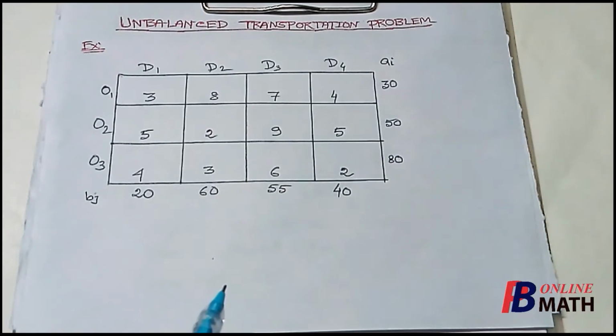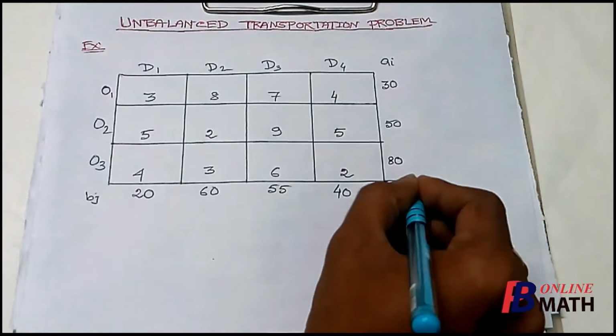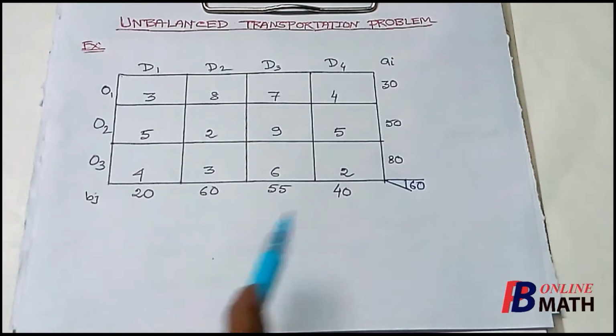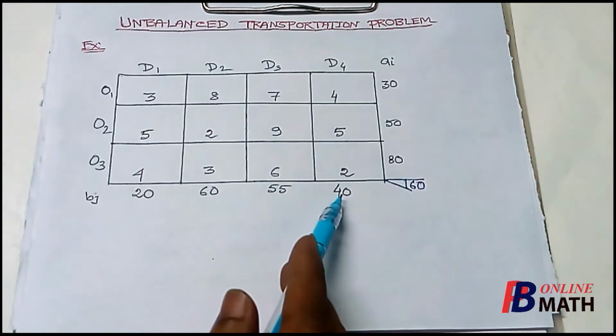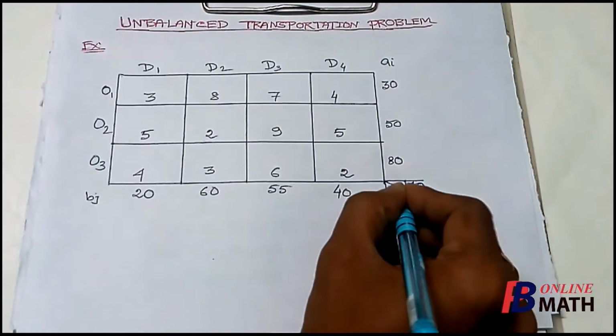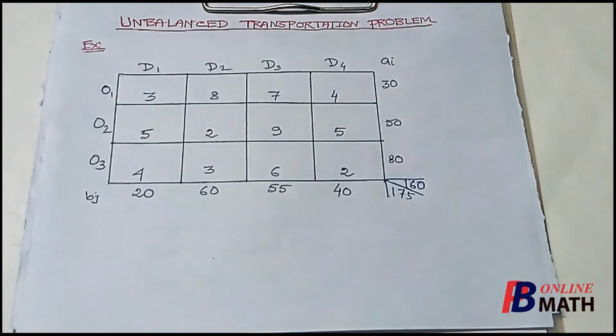So if we add the capacities, then we find that the sum is 30 plus 50 plus 80, that is 160. So the sum of the capacities is 160. Now if we add all the demands, then we find that it is 20 plus 60 plus 55 plus 40. So it is 175. So the sum of the demands is equal to 175. So this problem is not a balanced transportation problem. This is an unbalanced transportation problem. So let us solve this unbalanced transportation problem.